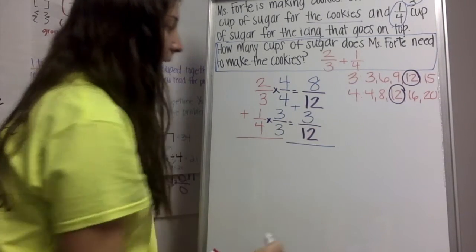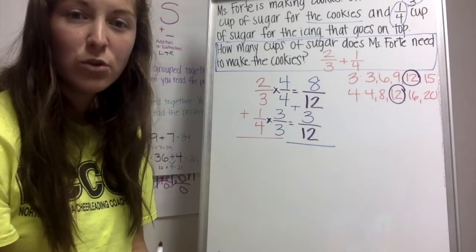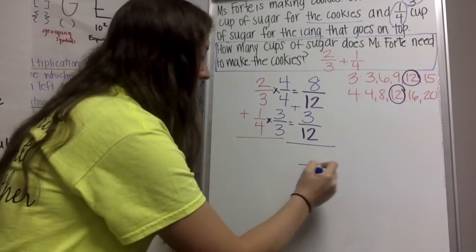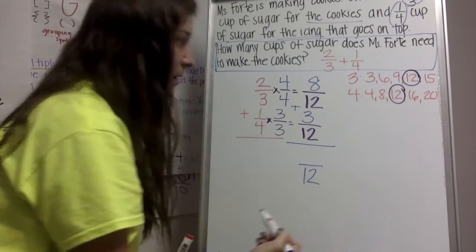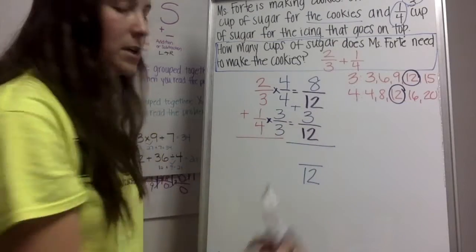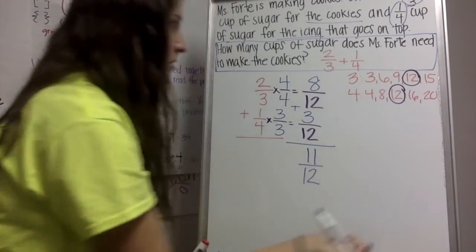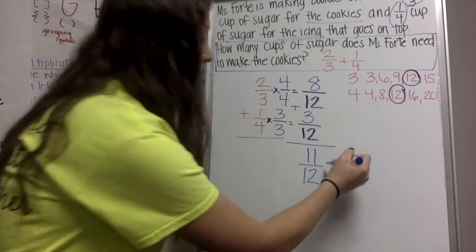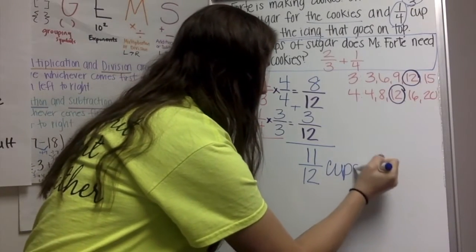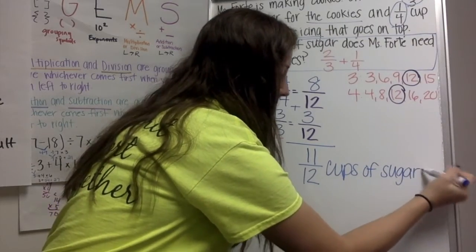And I am adding in this equation. So remember that when you're adding, you keep the denominator the same. My denominator is going to stay 12. The only thing I have to add are my numerators. So 8 plus 3, well, I know that 8 plus 3 is 11/12. So she would need 11/12 cups of sugar to make her cookies.